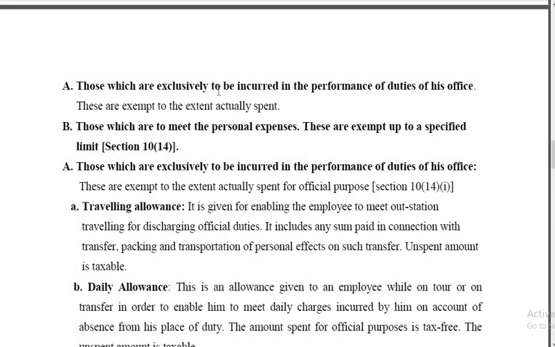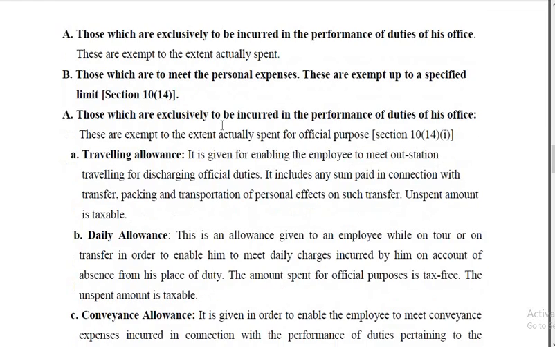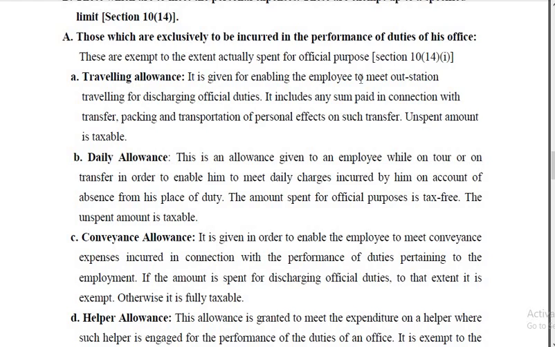The second category is those which are to meet personal expenses. These are exempt up to a specified limit, as per section 10 subsection 14. Now let us take point E, those allowances which are to be incurred exclusively in the performance of the duties of office. These are exempt to the extent actually spent for official purposes.